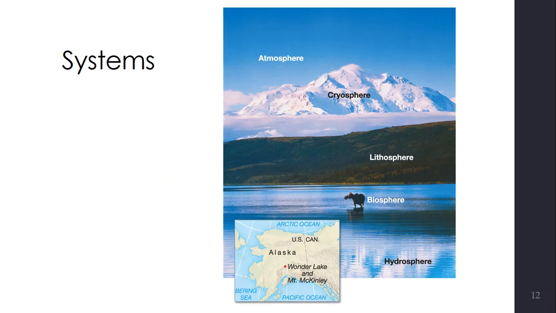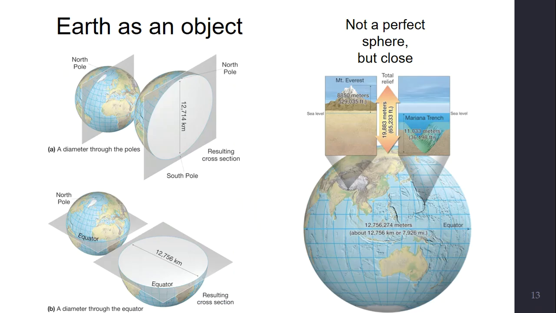And so again, when we look at systems, we want to make sure that we know what we're talking about because we are going to look at a lot of systems in this class. In this picture, you can see the atmosphere. That's its own system. The cryosphere we're not going to talk about in this class, but the lithosphere, we're going to look at landform study. The biosphere, we're going to look at biodiversity. The hydrosphere, we're going to look at how water moves throughout the system.